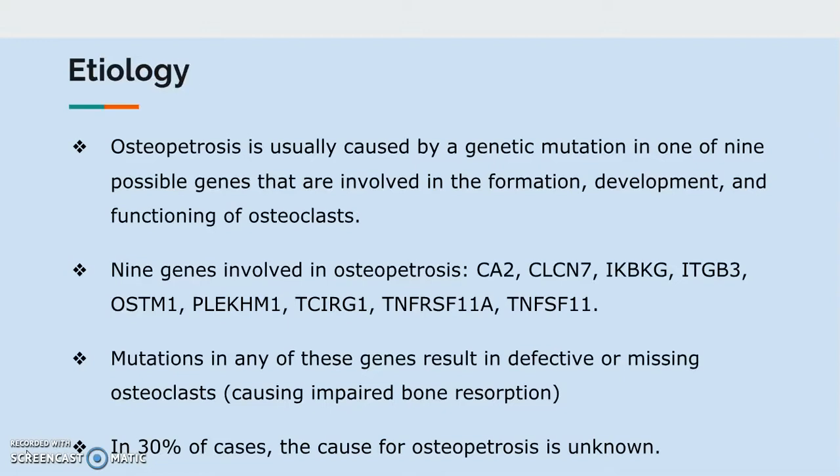These 9 genes are the CA2 gene, the CLCN7, the IKBKG, the ITGB3, the OSTM1 gene, the PLEKHM1, the TCIRG1, the TNFRSF11A, and the TNFSF11. So mutations in any of these genes result in a defective or missing osteoclast or multiple osteoclasts, which causes an impairment in bone resorption. But in 30% of cases, the cause of osteopetrosis is unknown.